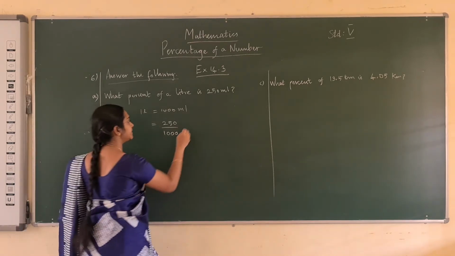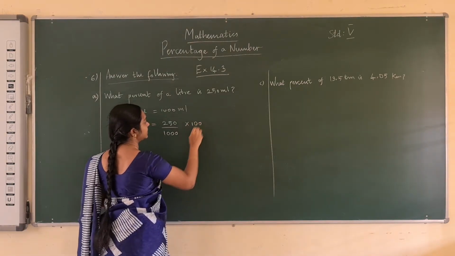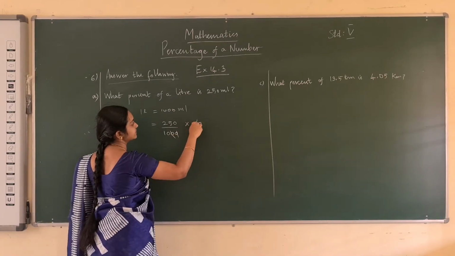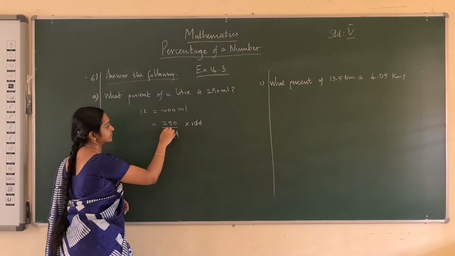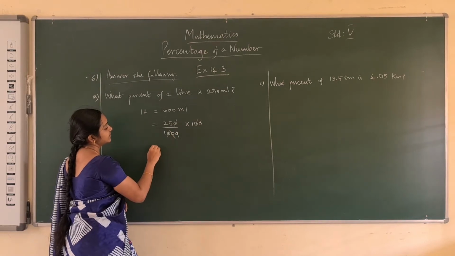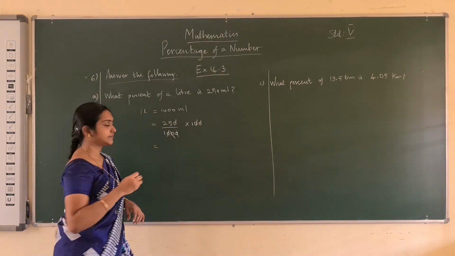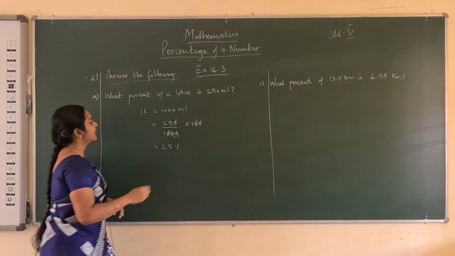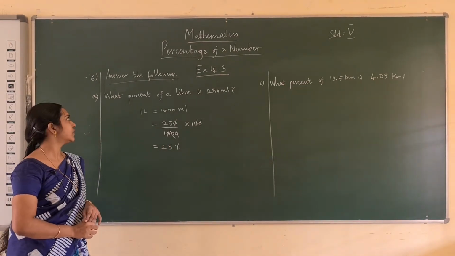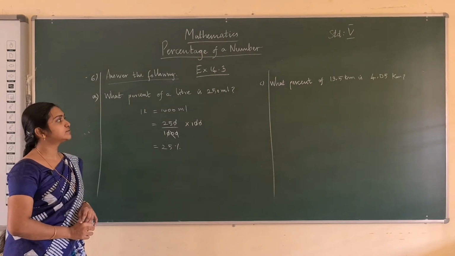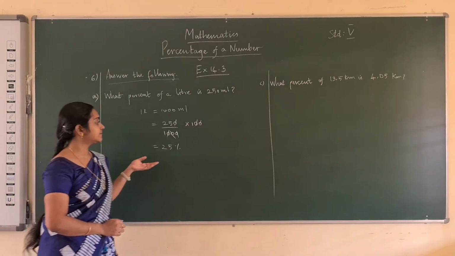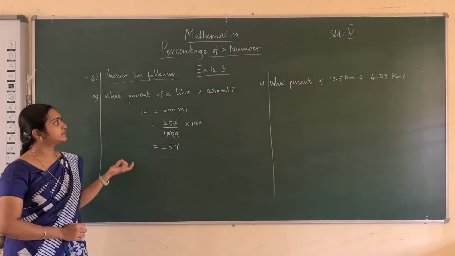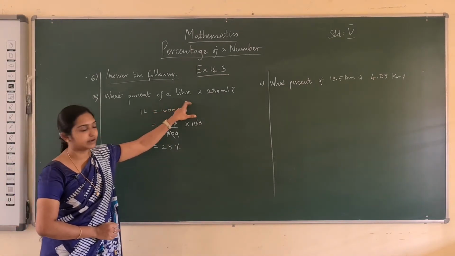We have to find the percentage. So multiply it by 100. Now cancel the zeros. Remaining we are having 25. So the answer is 25%. What percentage of a liter is 250 ml? The answer is 25%. To find the percentage, we have to divide the number by the given number and then multiply it by 100.